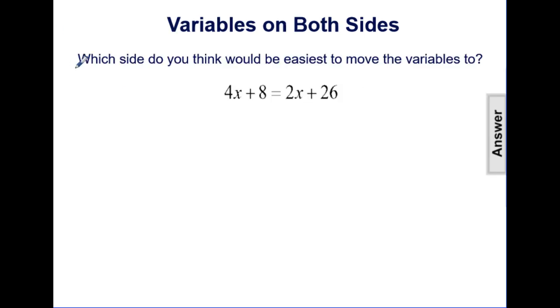Which side do you think would be the easiest to move the variables to? Remember, we want to move the variables so that the coefficient will remain positive. So here we should subtract 2x from both sides, because that will give us a positive 2x on the left.